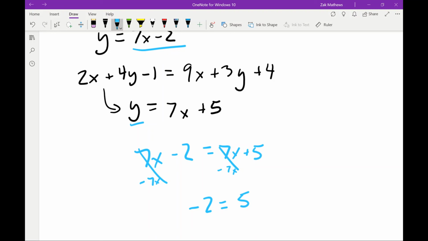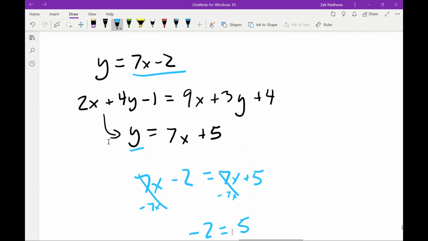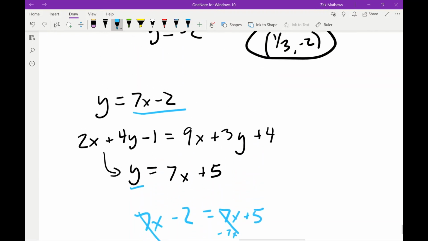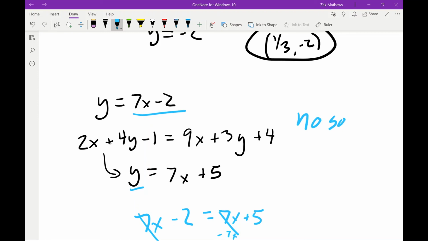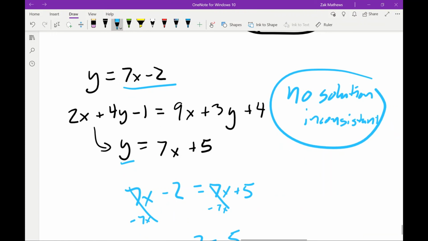Did I do something wrong? No, I didn't. Remember just a second ago you might have seen something fishy going on or may have had those alarm bells going off. We have what looks to be the same equation, y equals 7x, y equals 7x, but with different y-intercepts. The slopes were the same. Remember what we said about slopes being the same or parallel lines, they never touch. There was never going to be a solution for this system. There are no solutions. This is an inconsistent set of equations. There's never going to be a way to solve this.